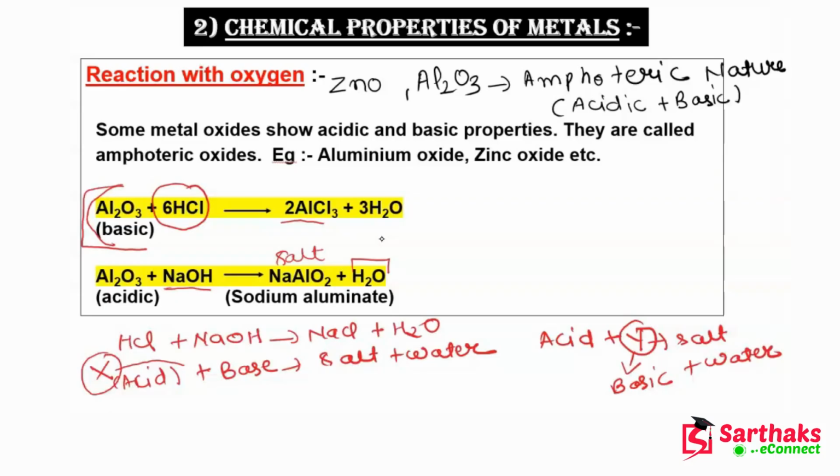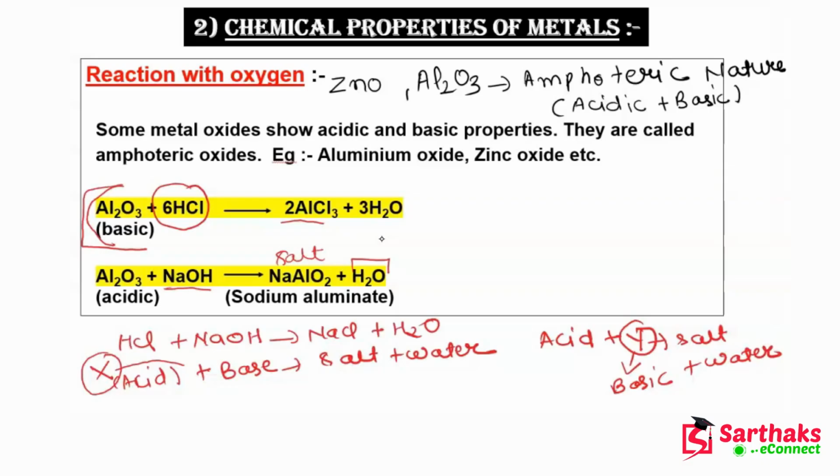So you can see that when this Al2O3 is reacting with a strong acid, it is acting as a base and forming salt and water. And when this Al2O3 is reacting with a base, it is again forming salt and water. So here it is behaving as an acid. So we can conclude that in front of a strong acid it will behave as a base, and in front of a strong base it will behave as an acid.